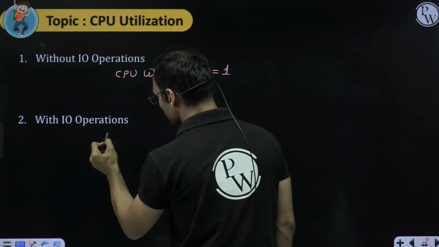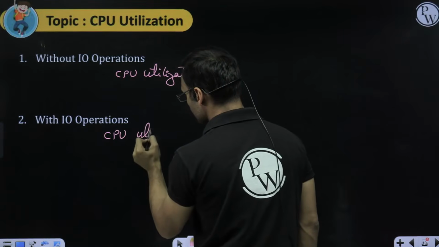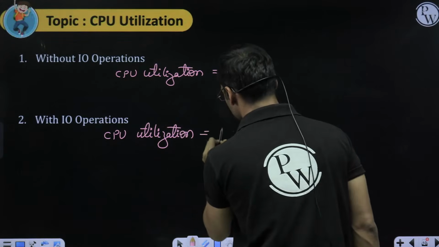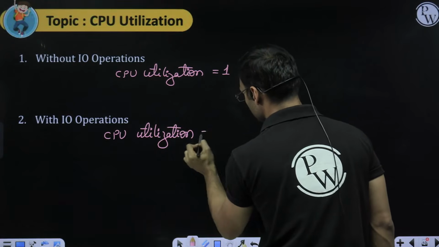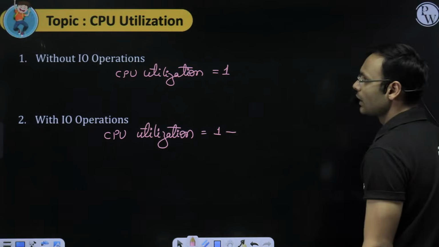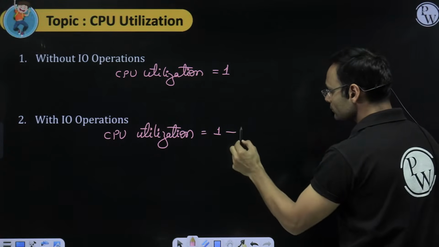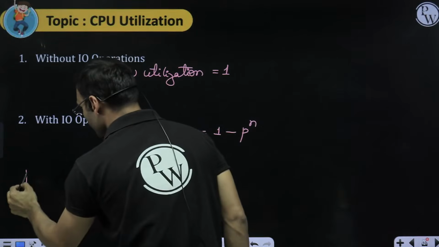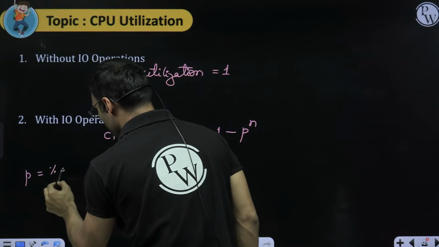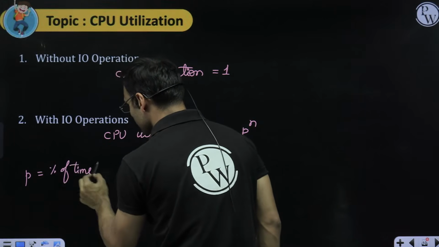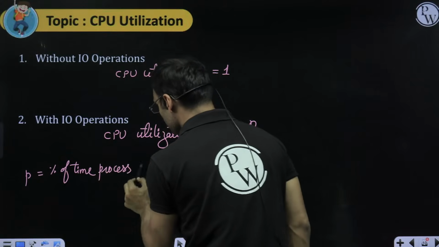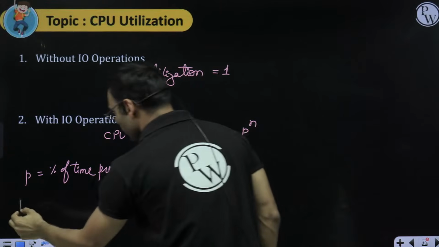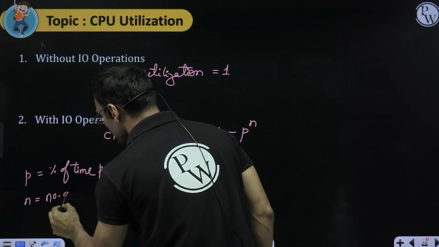With IO operation, CPU utilization is equal to 1 minus P to the power n. Here P is the percentage of time a process goes for IO, and n is the number of processes.